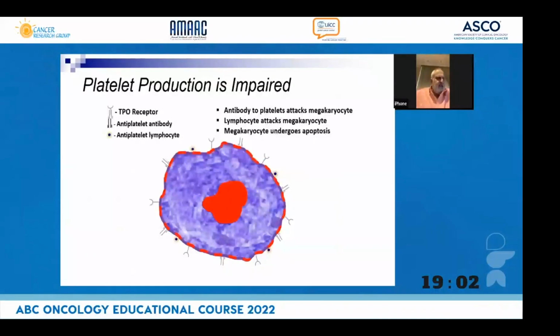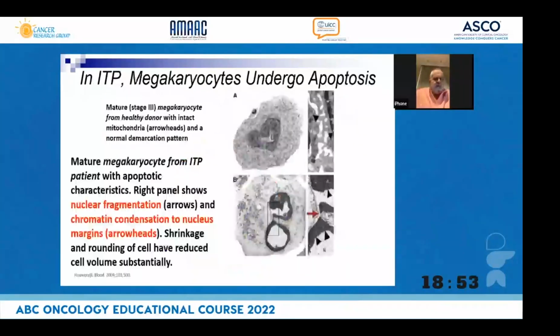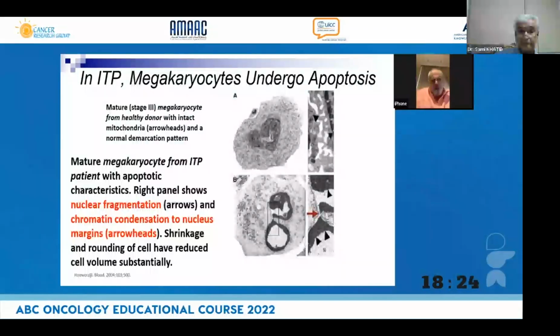Also, lymphocytes are attacking megakaryocytes, also resulting in megakaryocyte apoptosis. Next slide. This is a very nice diagram to show you. On the bottom, if you look at the red arrow on the right side, it shows that mature megakaryocytes from ITP patients underwent nuclear fragmentation and chromatin condensation to the nucleus margins. If you look at this thoroughly, subsequently it results in shrinkage and apoptosis.